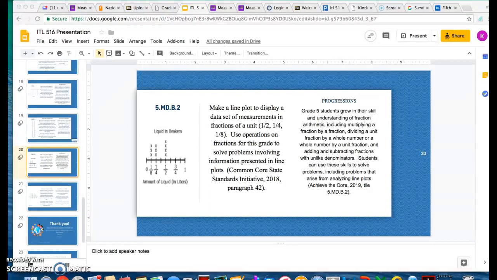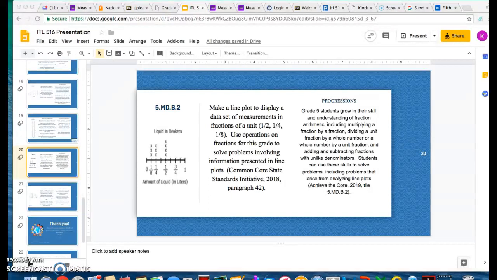This standard would be good to incorporate with lessons that involve addition and subtraction of fractions. Children should be able to create a line plot with fraction measurements. Students can examine recipes with cups of sugar and create line plots to represent this data as an example.